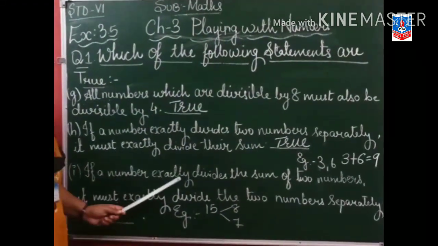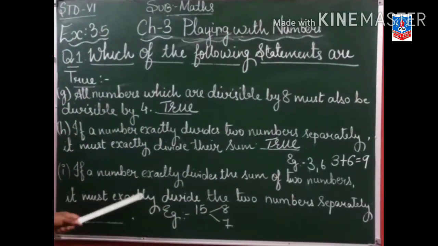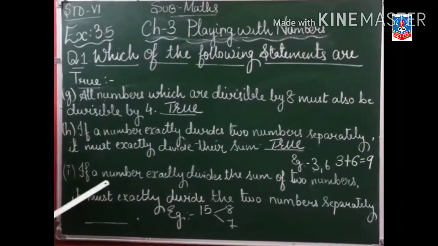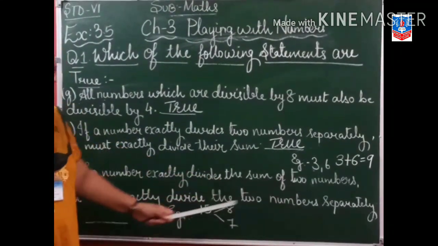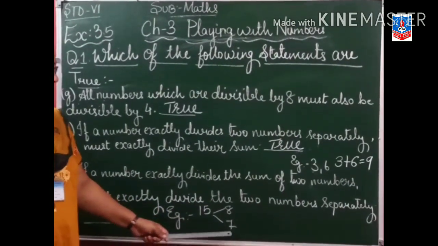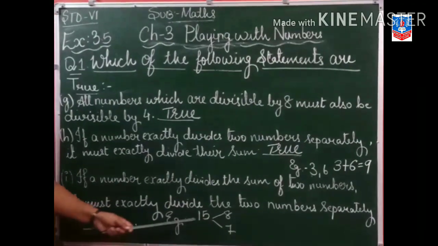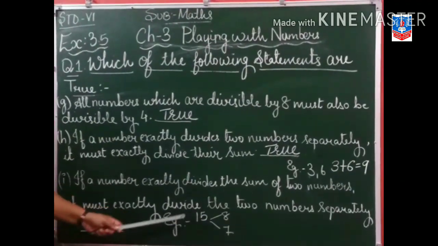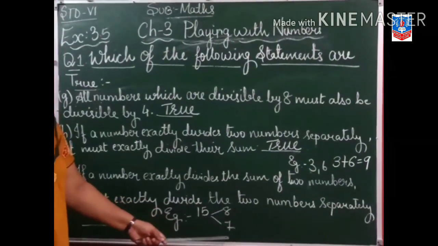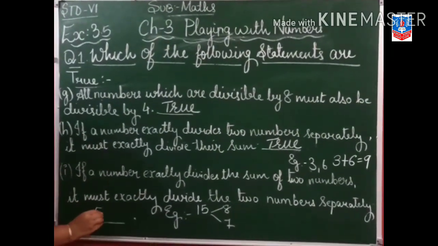If a number exactly divides the sum of two numbers, it must exactly divide the two numbers separately. Now, the sum of two numbers. See, here 15. 15 is the sum of 8 and 7. Now, 15 is divisible by, let me take 3 as a number. 15 is divisible by 3. But see, 8 and 7 are not divisible by 3. So, this statement is false.